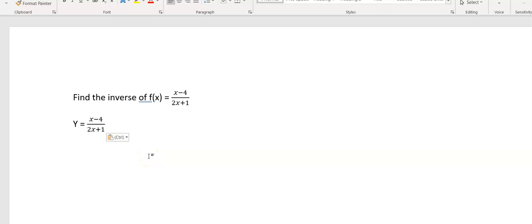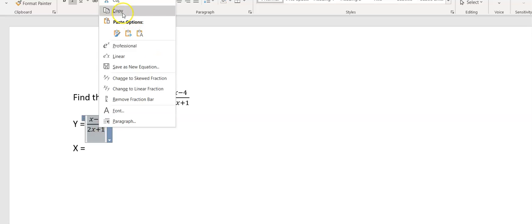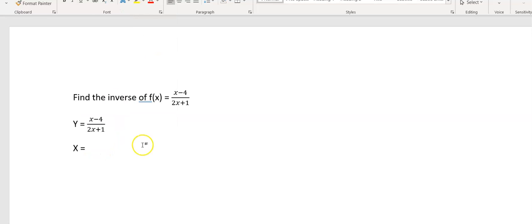Second thing is we're going to switch our x's and y's. So our y becomes an x, and all of our x's become y's. So I'm going to just recopy that, and then I'll go right over here and change this x into a y, and change this x into a y. Now, our third step is to solve for y.